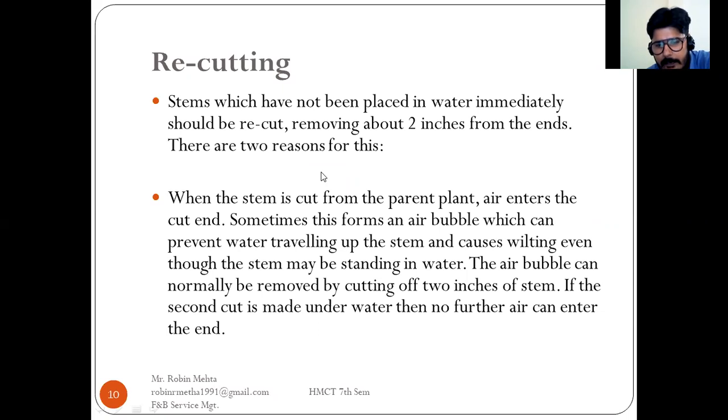If the second cut is made under water, then no further air can enter the end. That is the reason to cut the stems of flowers or plants under water: put the stem into the bucket and give the cut there. If we cut in open air, outside the bucket, it may again create an air bubble, but under water the stem starts sucking and the water travels into the stems very easily.